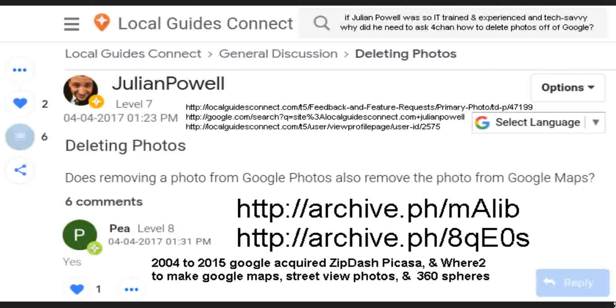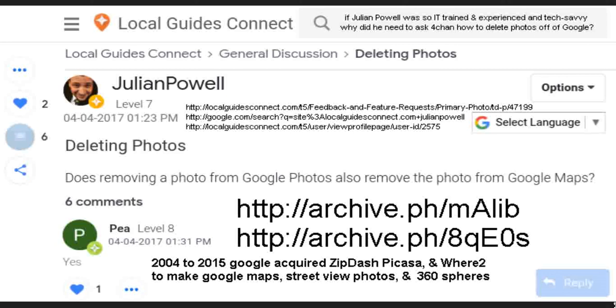So, someone asked me, if Julian Powell was so IT trained, experienced, and tech savvy, why did he need to ask 4chan how to delete photos off of Google? He didn't. He was asking Local Guides Connect, which is the originating software platform originally that was for setting up local guides for mapping that would be applied to various maps, not just Google Maps. These are all separate products, each of them at one time having their own separate passwords and logins and different rules and etiquette for how photos would be kept, deleted, or cached.